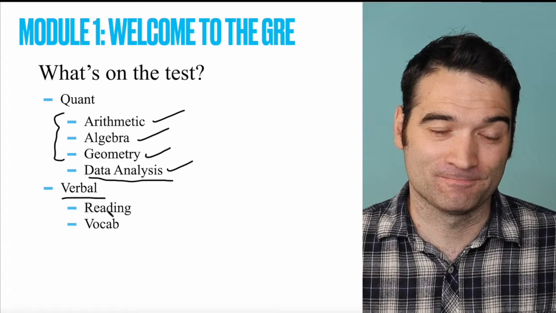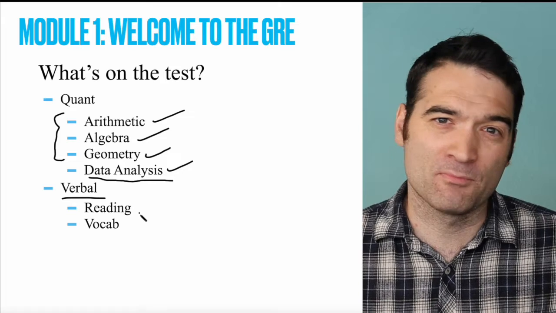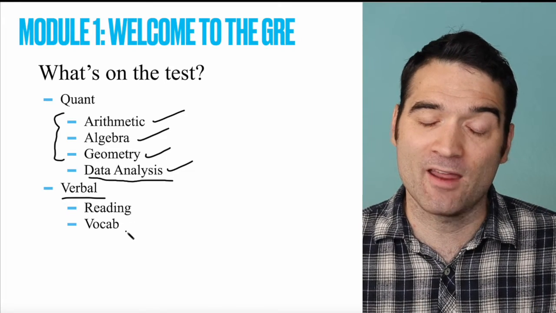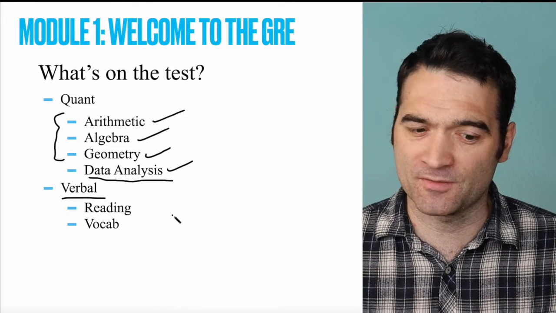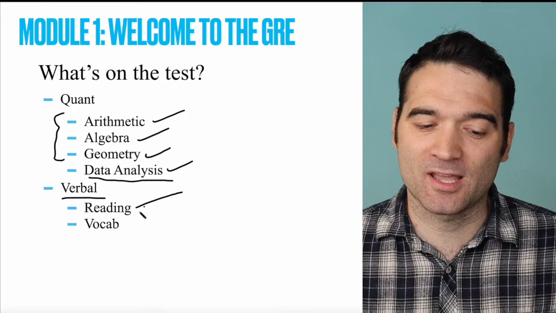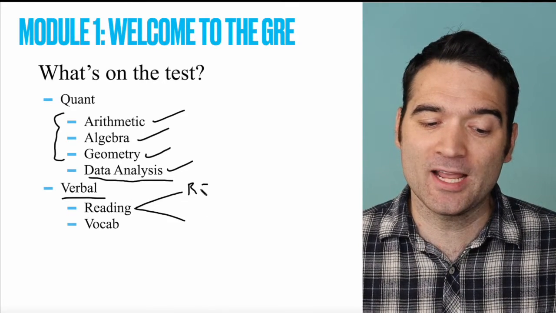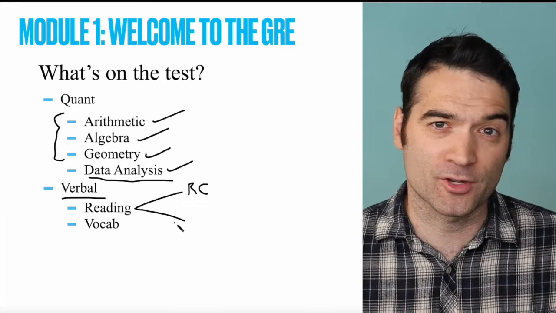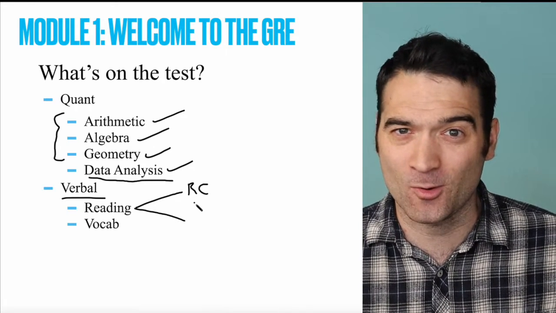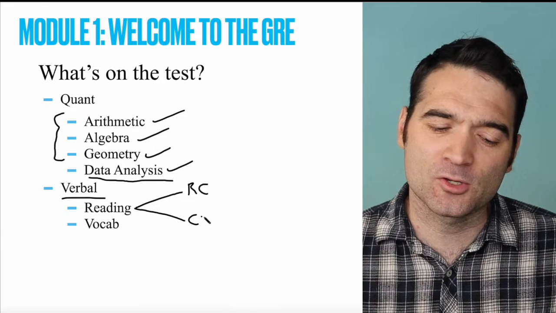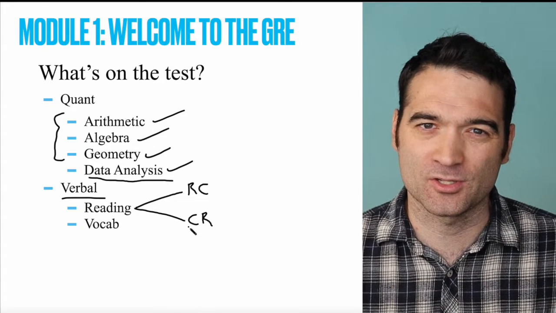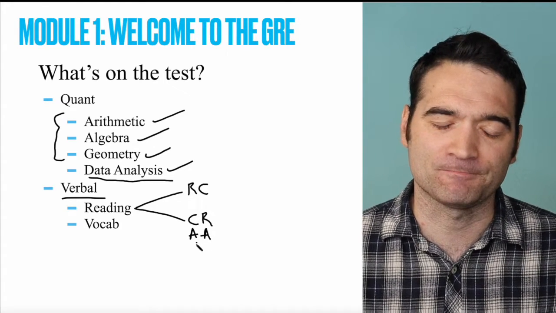The verbal section. Verbal questions can really be broken down into 2 types, reading and vocab, but I want to get a little more specific here. The reading questions come in 2 flavors. There's reading comprehension, so that's your traditional run-of-the-mill read a passage and answer questions about it. But then there are also these questions called critical reasoning questions or argument analysis questions.